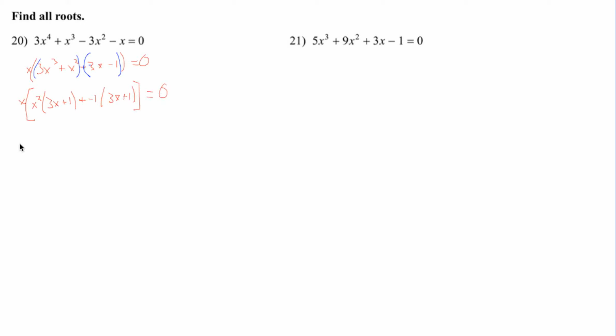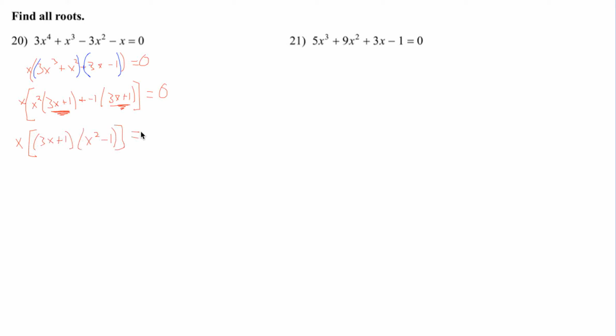And we have our x out here still. We'll still use brackets. We notice that we have this 3x plus 1 in common. So when we have something in common, we factor it out. We bring it to the outside. And then we think, well, what's left over? We have an x squared plus a negative 1, or just x squared minus 1.